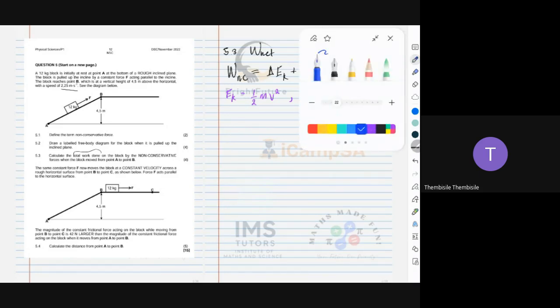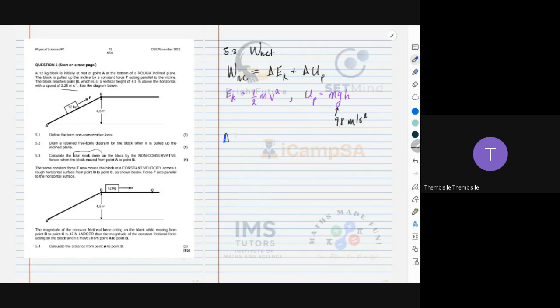So here, let's calculate this part first. We're going to calculate these parts one by one. Let's start with the change in kinetic energy. So what this is saying is final kinetic energy minus initial kinetic energy, right? This is what it's telling you. So you can do it like so. 1 over 2 m v final squared, minus 1 over 2 m v initial squared. This is your change in kinetic energy.